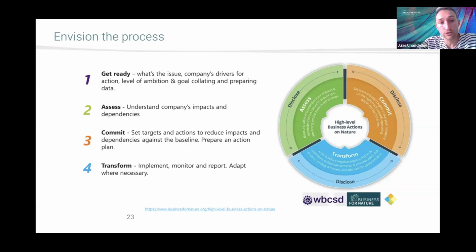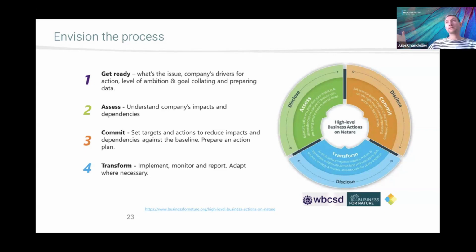So you have a first step, which is about getting ready to better integrate biodiversity within your company. And getting ready means understanding what the issue is, understanding what your driver is, as we just talked about, and what your ambition and goal as a company are to work on biodiversity. The second step would be to assess, so start getting into a bit more detail and understanding the company's impact and dependencies. We'll get into a bit more detail on this part of assessment after this.